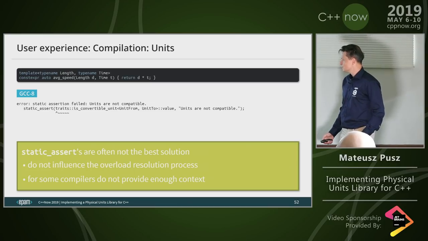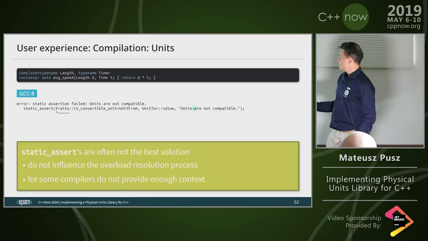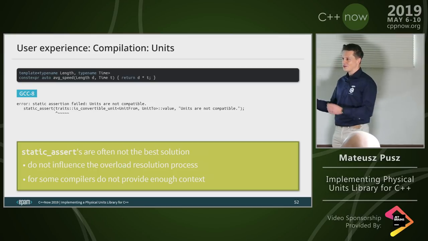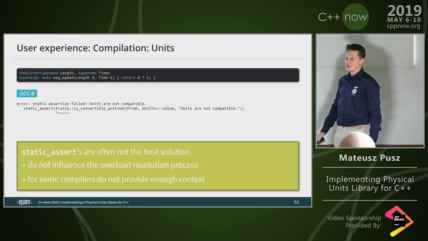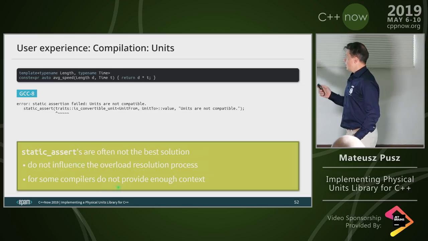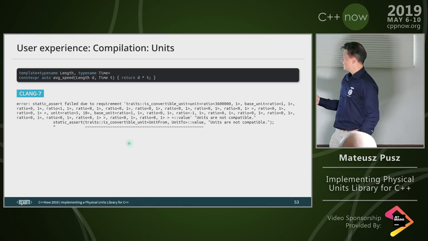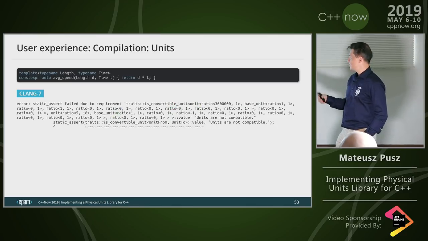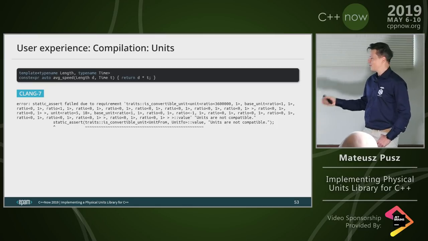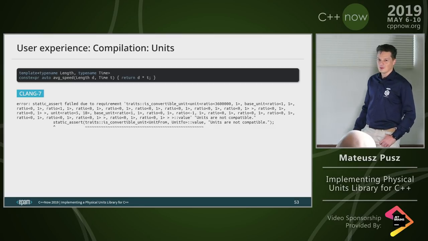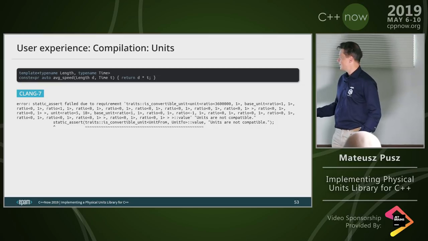Clang is better. And static assert, as you see, sometimes are not the best solution. First of all, in case of this library, they do not influence overall resolution process because those are implementation rather than in the type of the function template. Yes, this function template took everything, literally everything. And some compilers don't provide enough context. Clang is better. Clang actually says us that units are not compatible, and it was done because requirement for is convertible units for such a type failed. Of course, this type is still not readable, but at least we know what's wrong, why it failed, what didn't pass the check. So I would recommend GCC doing similar stuff in the future. It's much better for, let's say, debuggability in compile time.